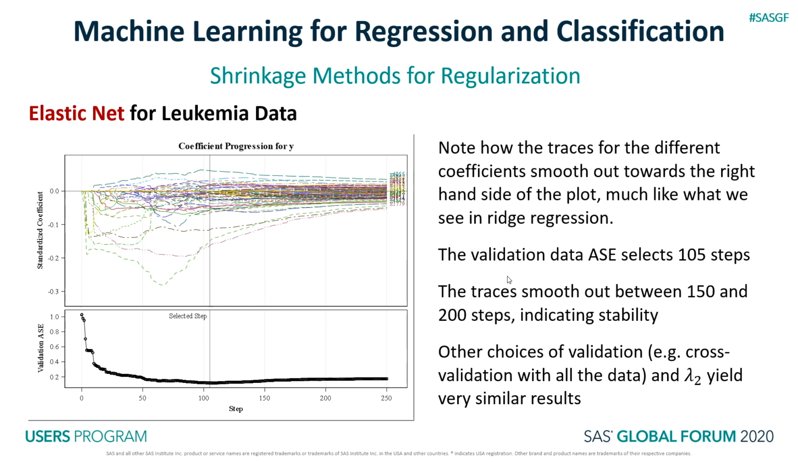So other choices of validation, cross-validation with the data, and other choices of lambda2 yield very similar results. There's nothing special about the plot that I got for the choice of parameters that I made in this particular example. And so I think for these particular data, the case can easily be made that the elastic net works better in terms of identifying variables which might be important and in stabilizing the parameter estimates than does the LASSO or indeed any other kind of variable selection method.